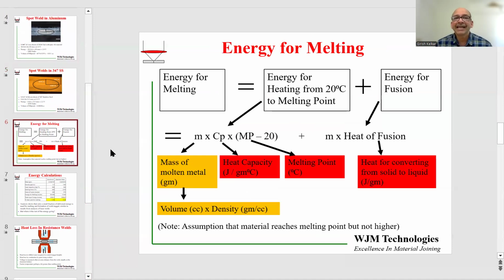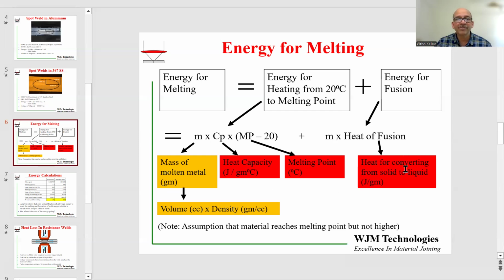two materials and calculate the energy that would have been required to raise that volume of material from room temperature up to the melting point and then actually melt it. And that can be separated into two. One is the energy required to go from room temperature to the melting point, and the second is energy required to actually fuse. So energy required to heat is given by M times heat capacity times the difference in temperature from melting point to say starting point of 20. And energy for fusion is mass times heat of fusion.